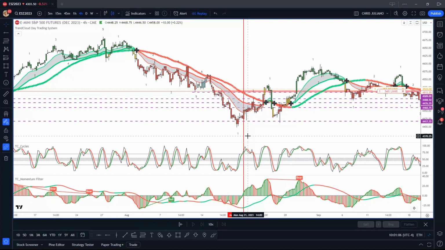CCI is above positive 100. Therefore, all supply zones are shut off. You shut down all of your supply zones because the 1 hour chart is telling you CCI is above positive 100. Shut down all supply zones on the 4 hour chart, on your highest time frame.